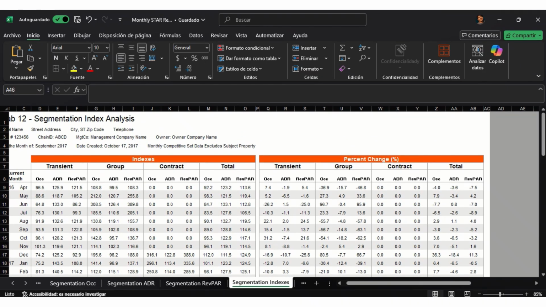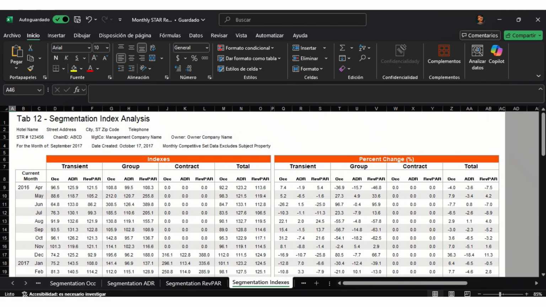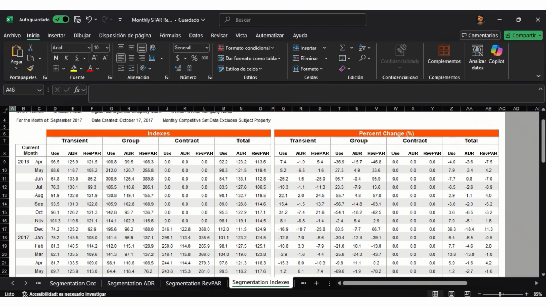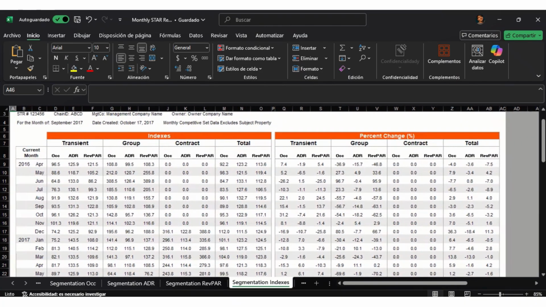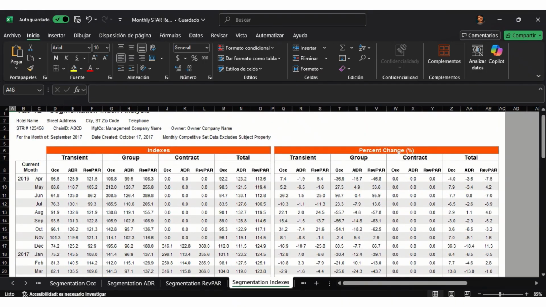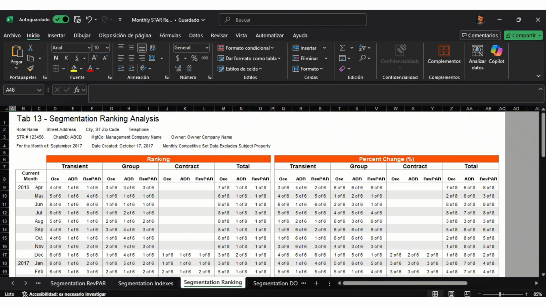Next we have segmentation indexes. This one contains index values that compare each segment's occupancy, ADR, and RevPAR to the competitive set. Index values above 100 indicate the property is outperforming the comp set in that area, so it's a little easier to understand if we are doing things right or if things are not very good.